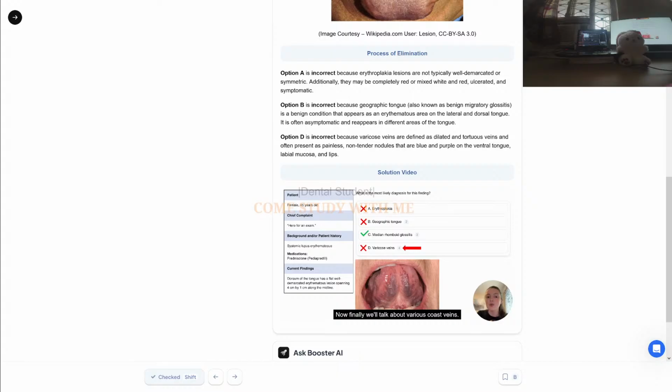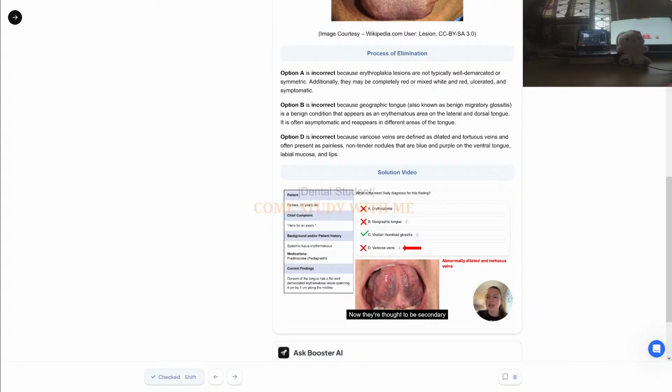Now, finally, we'll talk about varicose veins. Now, these are abnormally dilated and tortuous, which just means windy veins that are often seen in older adults. You might have heard this term before, you might be familiar with it as varicose veins on the legs of older adults. And these are the exact same veins, but they're seen intraorally under the tongue or on the lip.